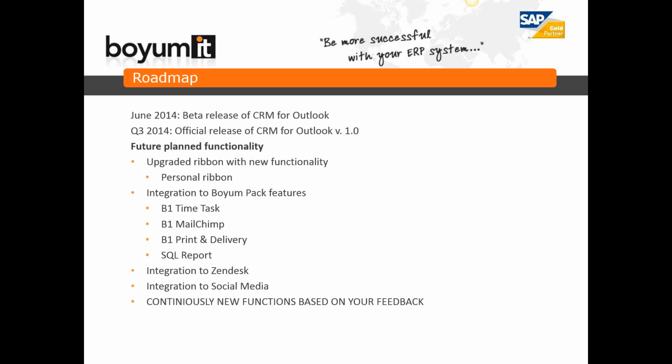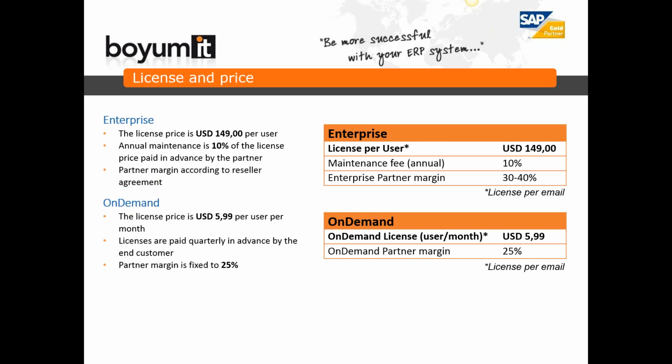Now, I'm sure that you're all asking, okay, so what's the price? So this is the license and the pricing. The license is per email, not per user, but per email. And we have set the price very low on this product to ensure that we get a great adoption rate and to make it easy for you as a partner to sell the solution. We offer two different price models. One is an enterprise version where the customer pays one license fee and you will get your standard partner margin. The second option is an on-demand offer where the customer pays a monthly fee and you will get your 25% margin every month of this amount, and it is billed quarterly.